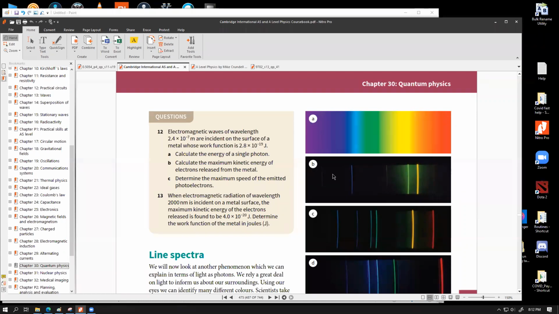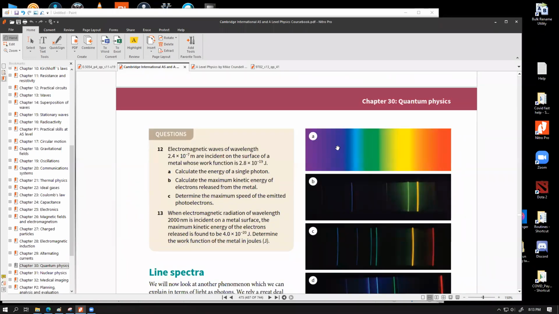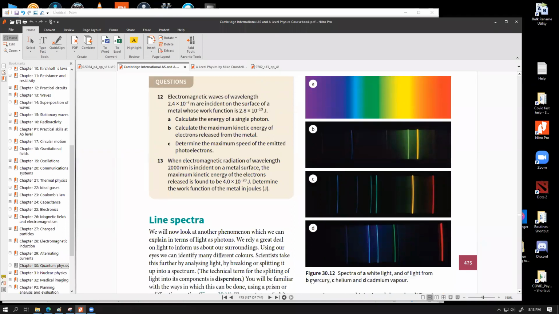So let's say a certain element gives us these specific shades of color whenever it is heated to a very high temperature, which means its electrons are capable of giving us photons which correspond to these exclusive colors. For another element, it might be this one, for another element, it might be this one. So you can see over here, they have spectra of a white light, the whole thing is available, and light from mercury. Mercury gives us this kind of pattern.